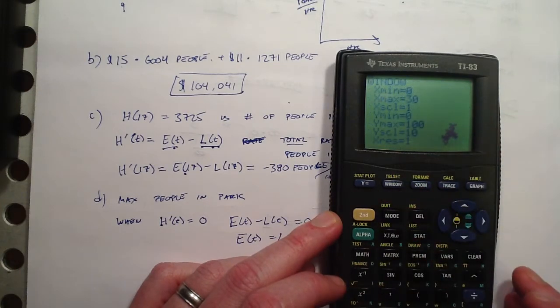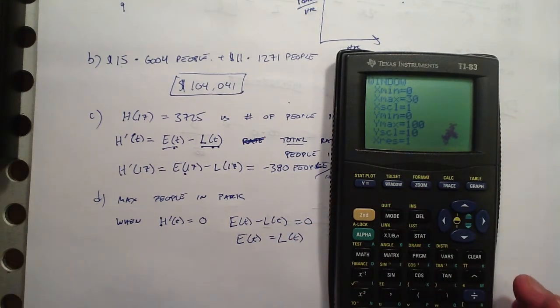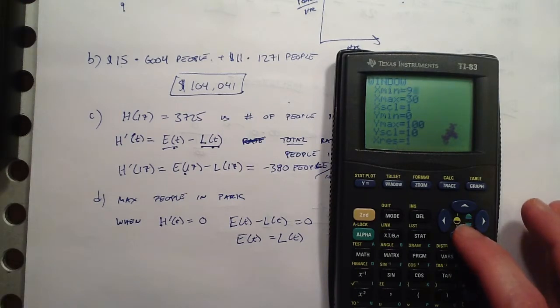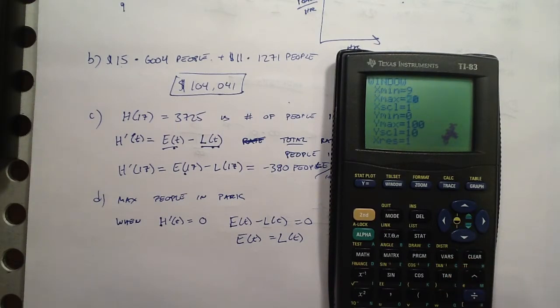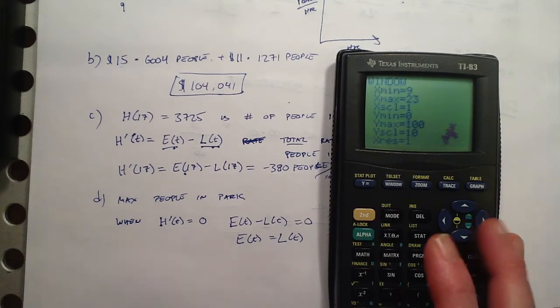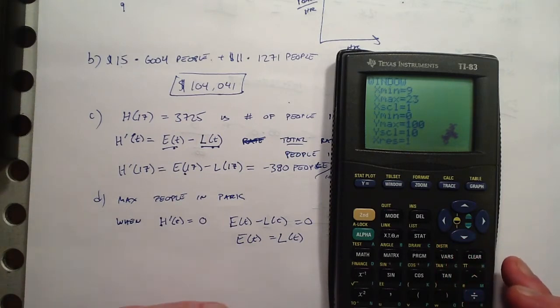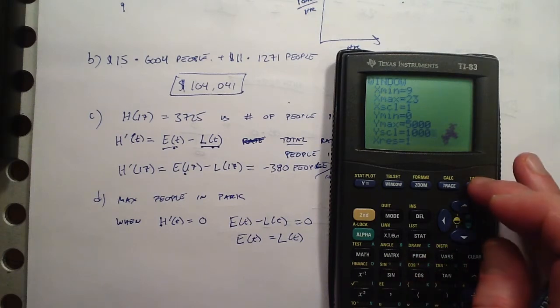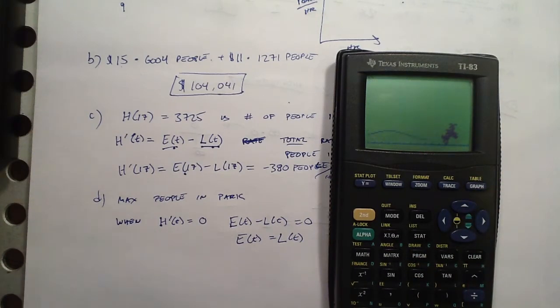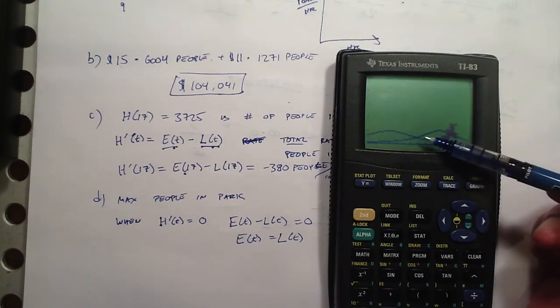All right, what kind of window do we want to look at? We're talking about values from 9, the times are from 9 to 23, and we're talking about pretty big y values, right? The number of people in the park at 5 was, what, 3,725, so maybe, and they were decreasing, so let's try 5,000 for a maximum and see if that does it. We'll scale by thousands, whatever. Let's graph them. See what we got here. All right, there we go.